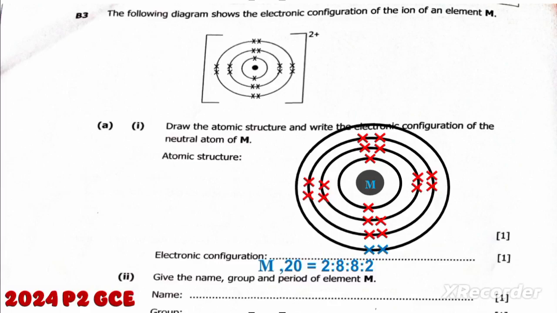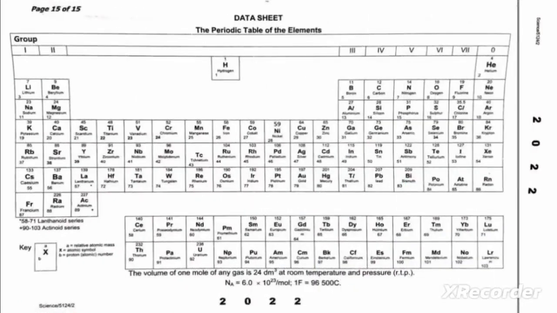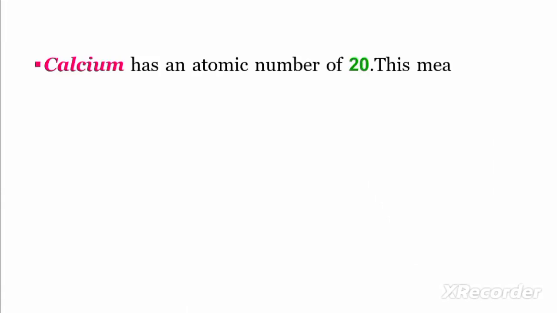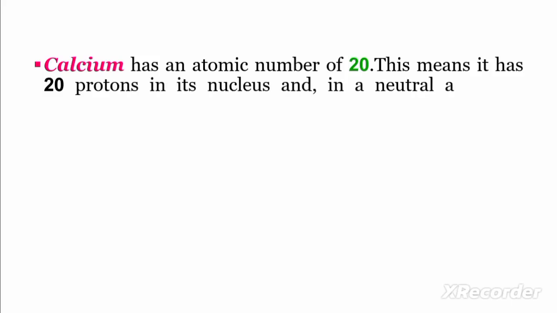We move to the next question. According to our periodic table, this is calcium here. We can see that calcium has 20 as its proton number. So this is calcium.